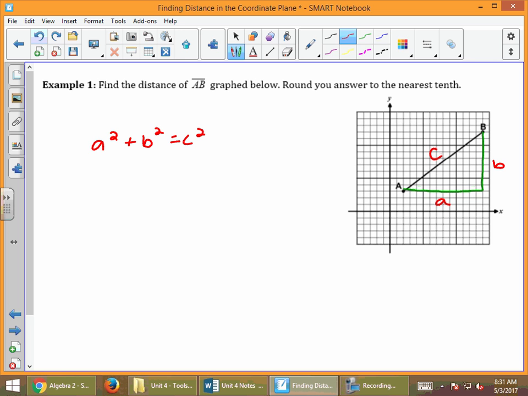In this instance, all we have to do is count to find our A and our B. And we're always searching for our C. The slanted side is the side we're trying to find, always, when we're finding distance. So that's always going to be C. We're just going to count to find our A and our B. So here I'm going to count: 1, 2, 3, 4, 5, 6, 7, 8, 9, 10, 11, 12. The bottom side is 12. Then I'm going to do the same thing to find our B. I'm just going to count: 1, 2, 3, 4, 5, 6, 7, 8, 9.